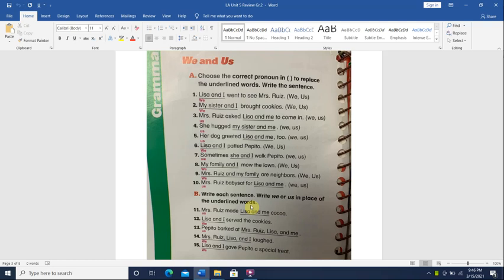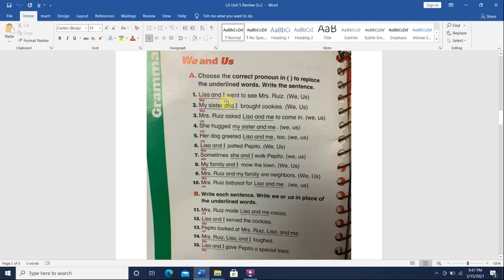we will continue answering the Unit 5 review, and it says here choose the correct pronoun to replace the underlined words. And okay, it says write the sentence, but we will just choose we or us to replace the underlined words. Okay, so what I want you guys to do is we will answer the first three together, and then I want you to close the video and try to answer it by yourself, and then come back and check your answers. Okay, so we will choose we or us to replace the underlined word.